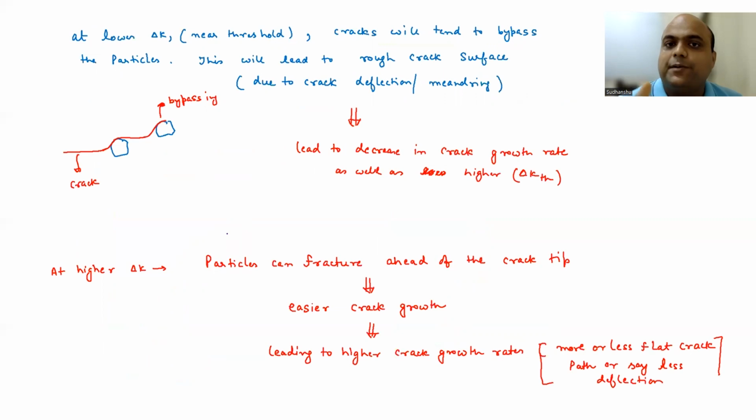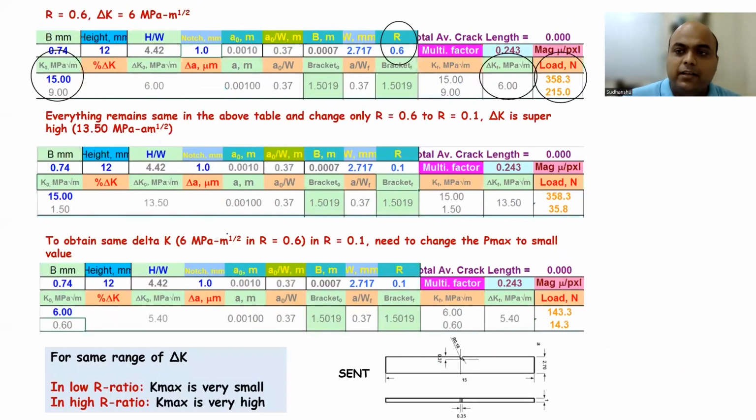We have discussed the concept of R ratio, right? It is the sigma minimum by sigma maximum, or K minimum by K maximum, or P minimum by P maximum, depending upon the configuration. You can calculate what is K minimum and K maximum also, right? So depending upon the R ratio, you are going to see that the composites are going to behave differently during fatigue loading. Okay. So here what I'm showing is that we have two R ratios, R equal to 0.6 and R equal to 0.1.